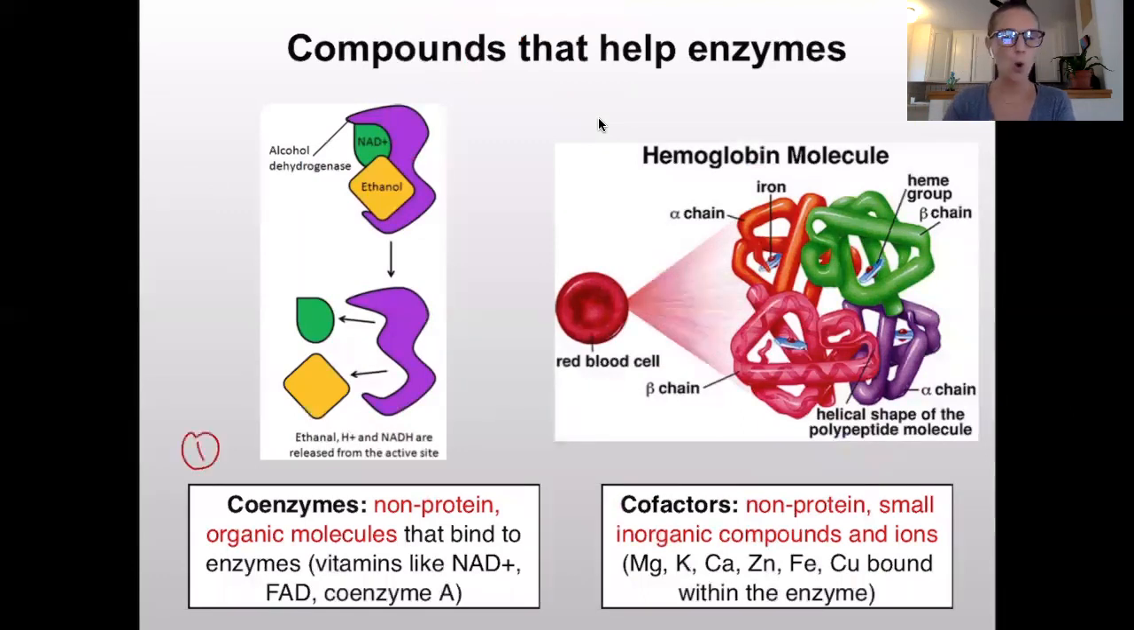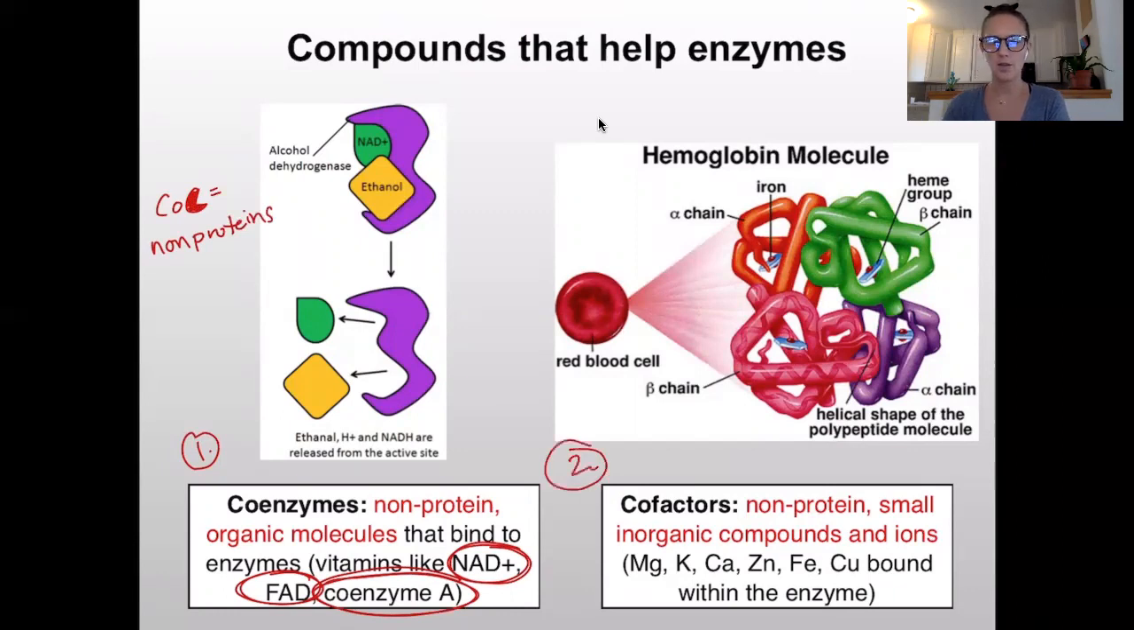All right, so there are 2 things now that can help enzymes work better. The first is called coenzymes. These are non-protein. They're still organic molecules, but they're not proteins, right? And they bind to enzymes and help them work better. An example that we're going to see a lot is NAD and FAD. Another one that we're going to talk about later is called coenzyme A. So again, coenzyme is non-protein based, whereas cofactors, the other kind, are also non-protein, and they're small inorganic compounds, usually ions.